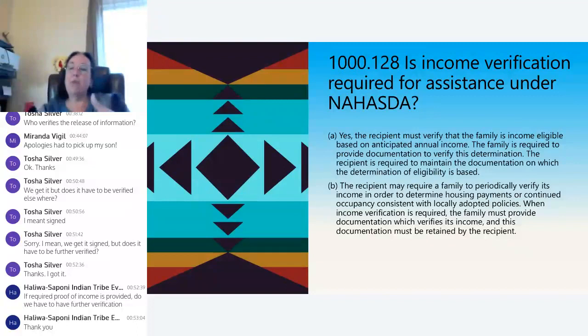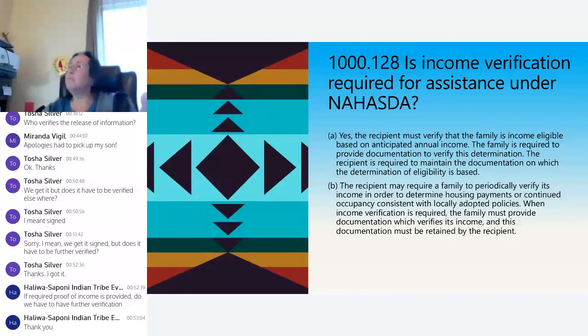The recipient may require a family to periodically verify its income in order to determine housing payments or continued occupancy consistent with your local adopted policies. When income verification is required, the family must provide documentation which verifies its income, and this documentation must be retained by the recipient. Your admissions and occupancy policy, your A&O policy, should state failure to complete required inspections or recertifications will be grounds for termination of your lease.